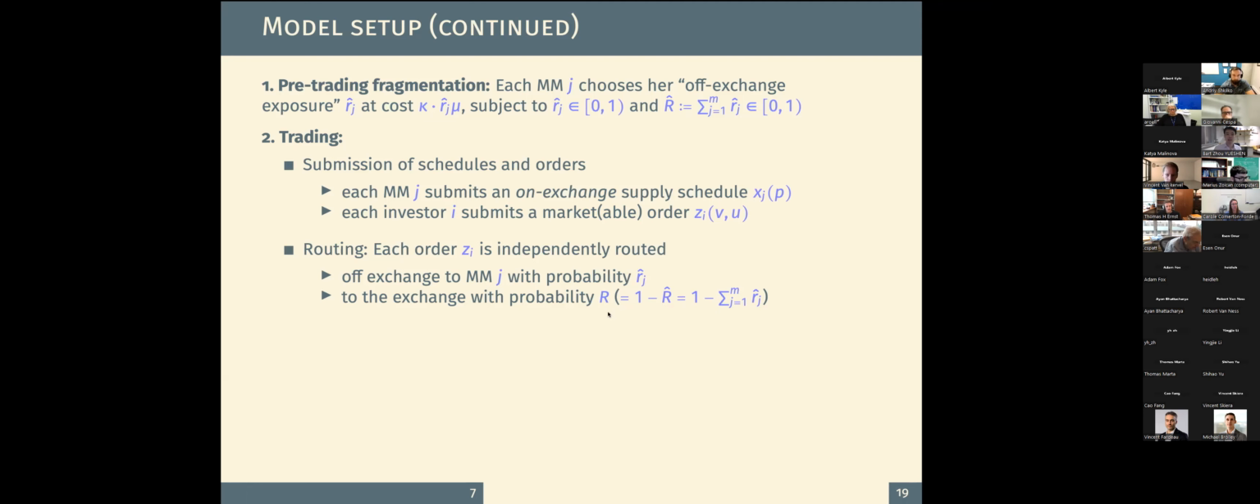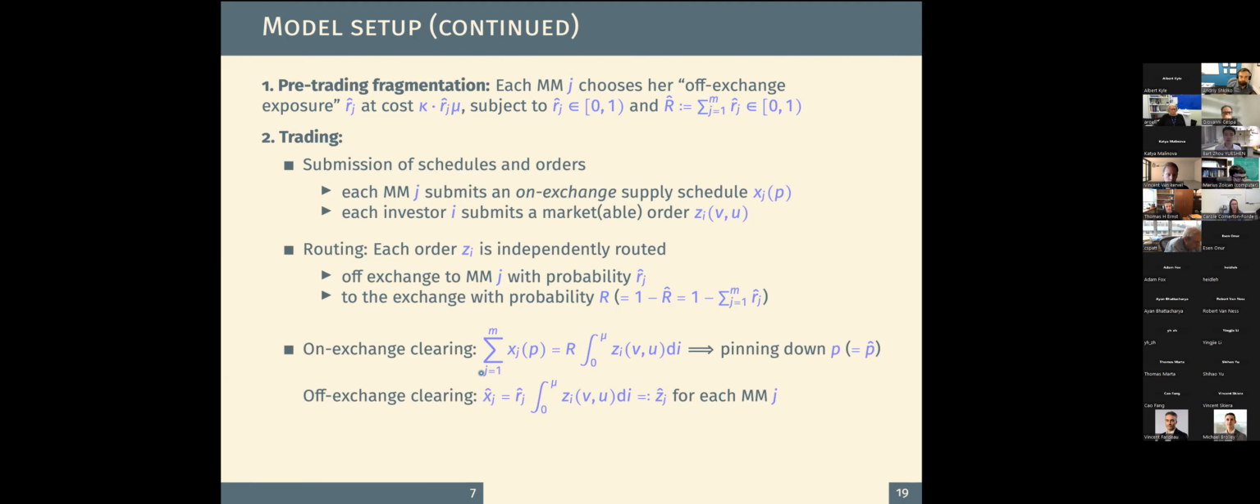Okay? And the market clearing condition, right? So the total supply on the exchange equals the total liquidity demand, a fraction R of the total market orders submitted. And so this pins down the equilibrium price P. Off exchange, basically how much you submit to supply liquidity must equal the liquidity demand that's being routed off exchange. Okay, that's it.